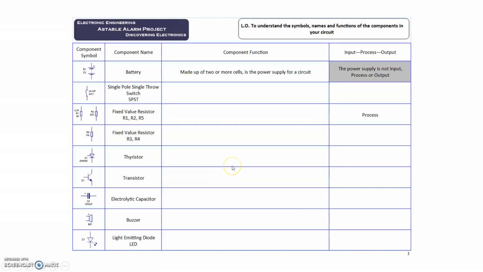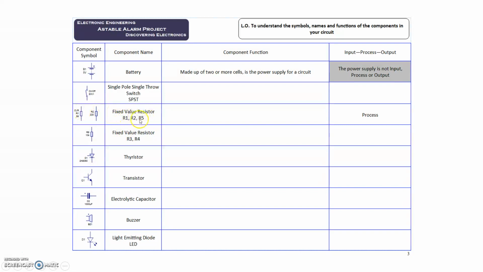Within your circuit, you've got a single pole, single throw switch, so literally just a straight on-off switch, and that function is to open and close a circuit, so to turn the circuit on and off. You've also got two different types of fixed value resistors.